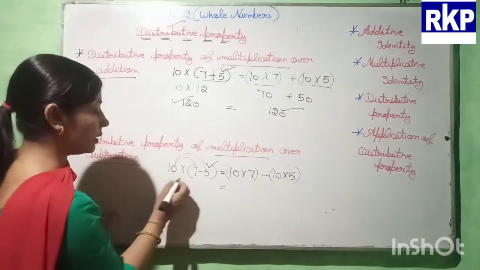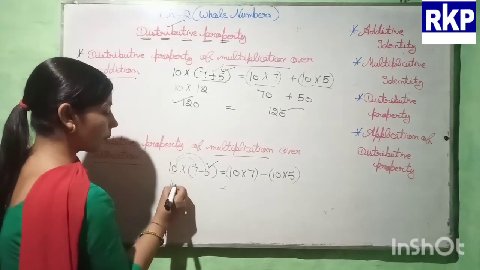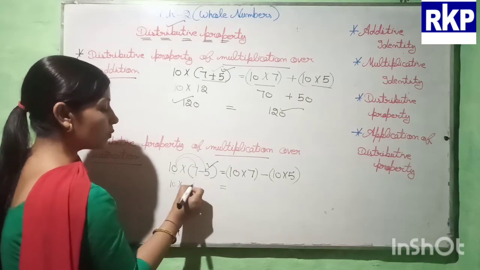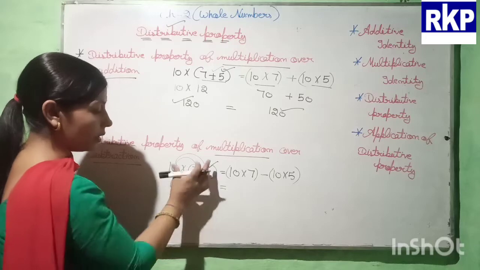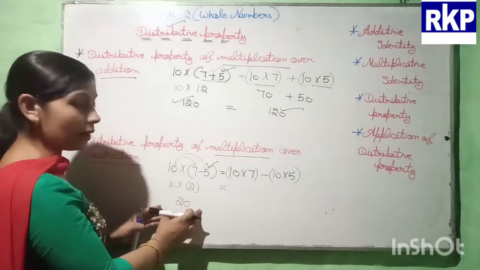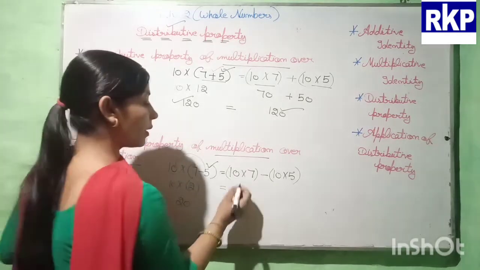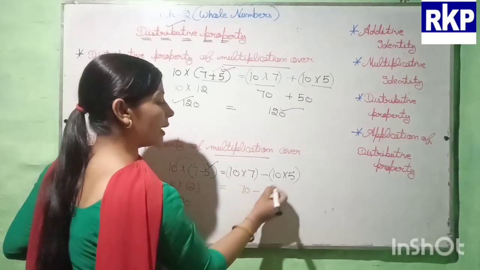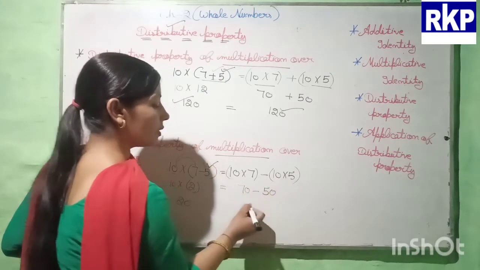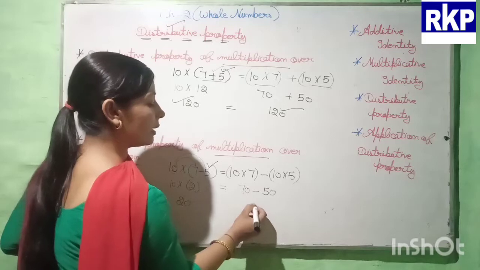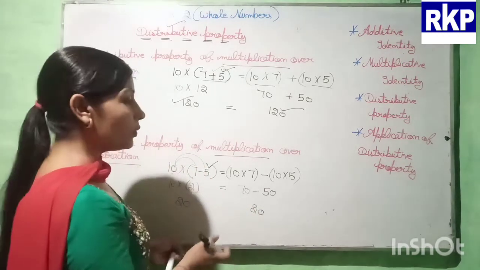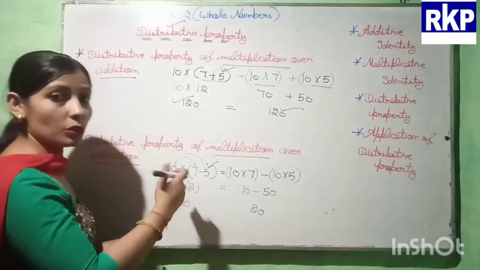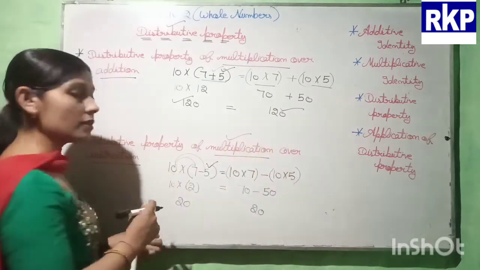Now beta, let us solve. Here 10 multiply 7 minus 5, that is 2, and 10 2s are 20. So on the left hand side we get 20. Here 10 7s are 70 minus 10 5s are 50, so here also we get the same answer. So 20 is equal to 20. We can say that we can distribute the multiplication over subtraction also.